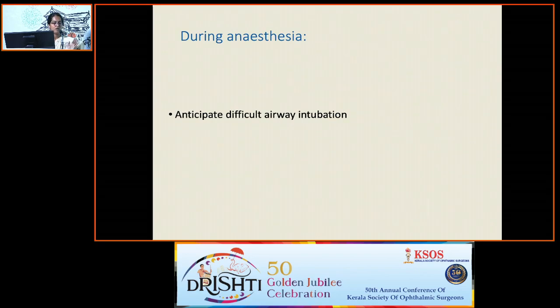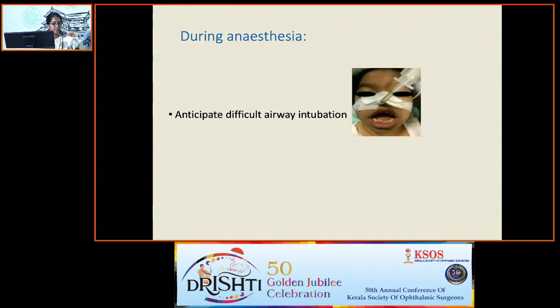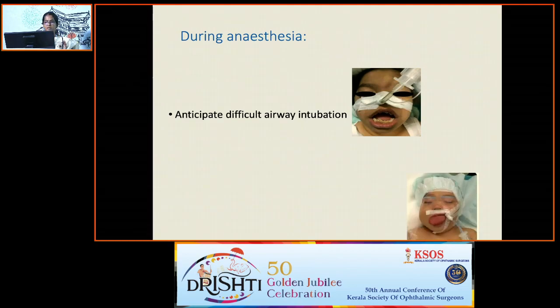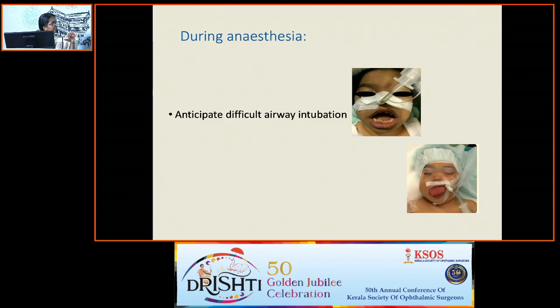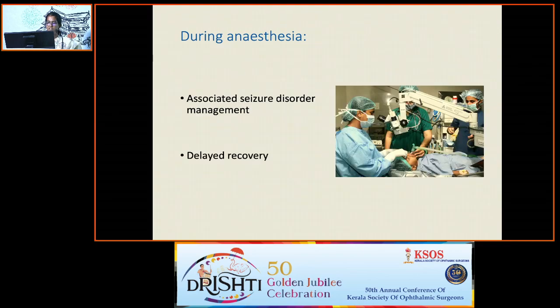During anesthesia, always anticipate a difficult airway intubation. So you should be prepared, whether you do it with an ET tube or LMA doesn't matter, but you should anticipate any difficulties and be prepared for that. Like this child with a low receding chin, this is a case of difficult airway intubation. Some children also have a large tongue because of the associated syndrome or hypothyroidism. So the anesthetist should be looking for all these things beforehand.